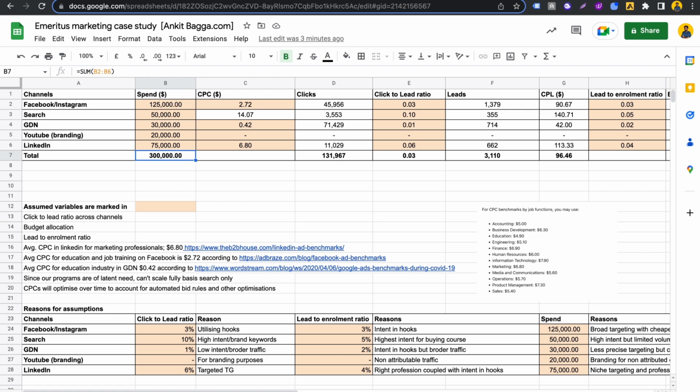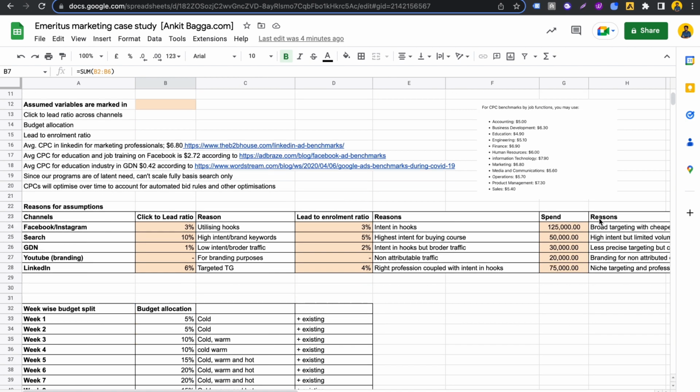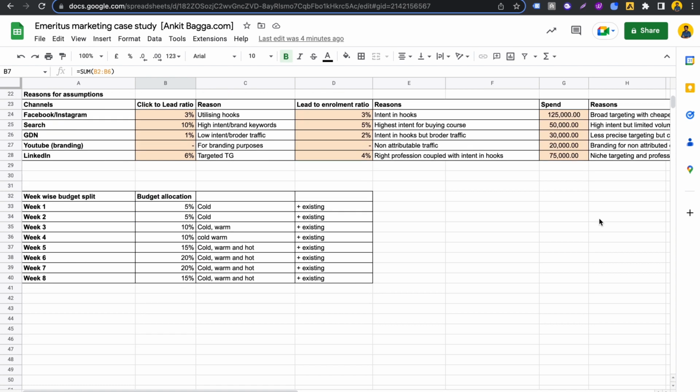I think this gives you a good perspective on how you project certain things with assumptions, and how you take those assumptions and finally get to a plan. If you have any questions regarding this, feel free to comment down below. There is some budget level allocation that I've mentioned here across week 1 to week 8, and the audience that we will be targeting, existing, will be consistent throughout.